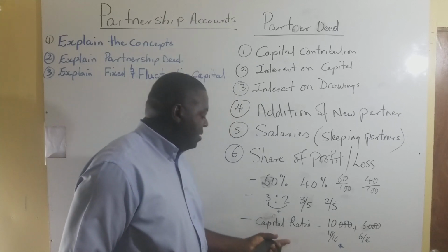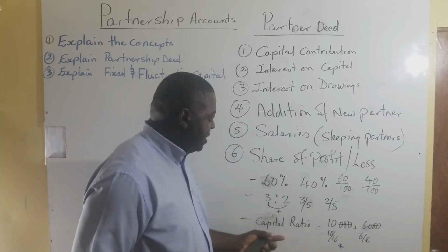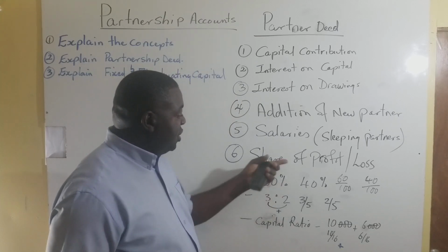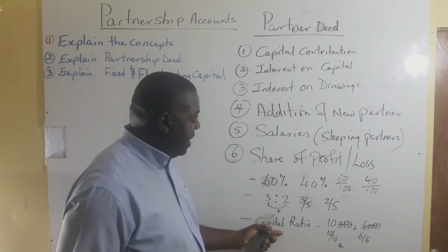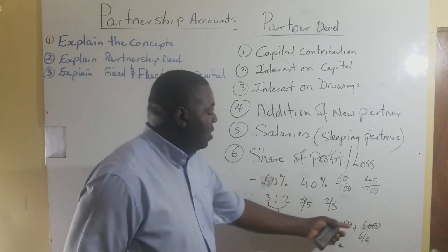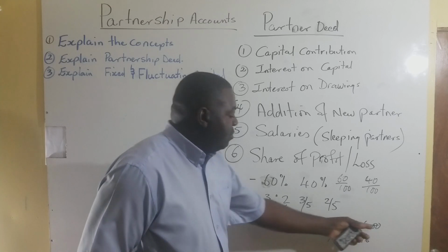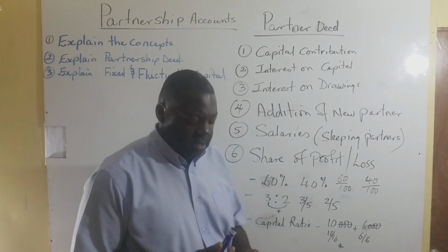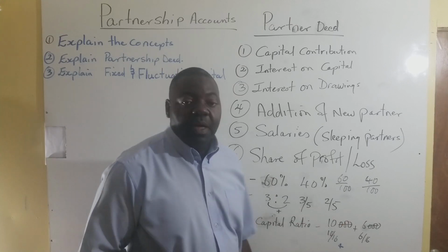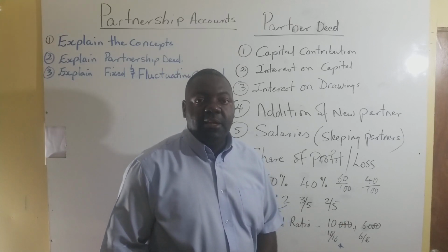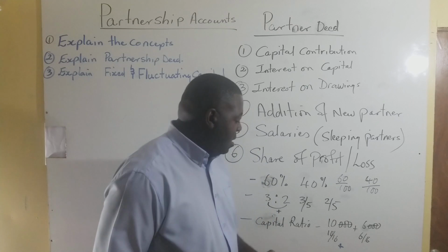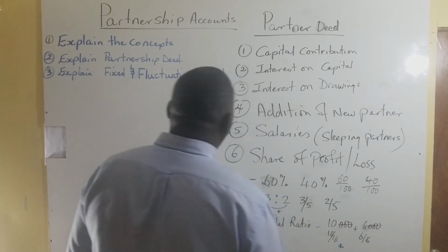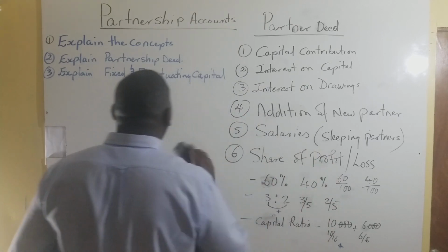Or in the event of capital ratio, right, they say you're going to share the money based on the partner's capital ratio. You're going to use the capital, break it down to small fractions, if you would, and then that will assist you in calculating the ratio or the profits. All right, let's move on.